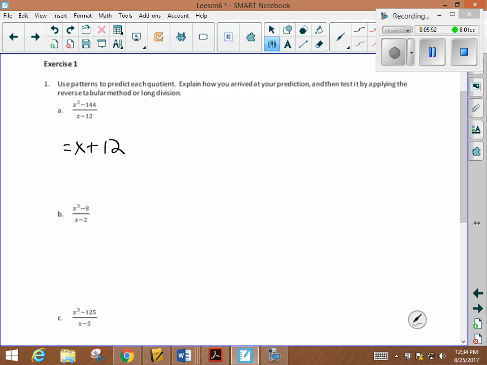I don't want to use the reverse tabular method or long division to check it because I can save myself a bunch of time by using synthetic division.